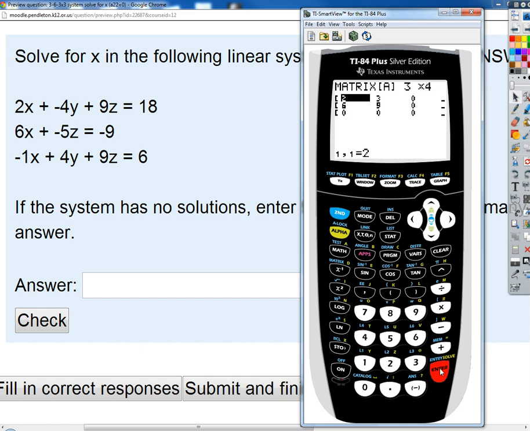Okay, and then in the first column we always enter the x coefficient. Second column we enter the y coefficient. Third column we enter the z coefficient. And then the fourth column we'll enter the number. So what should the entries be in that first row? 2. Good. -4. 9. 18. And when I hit enter, it jumps me down to the next row.